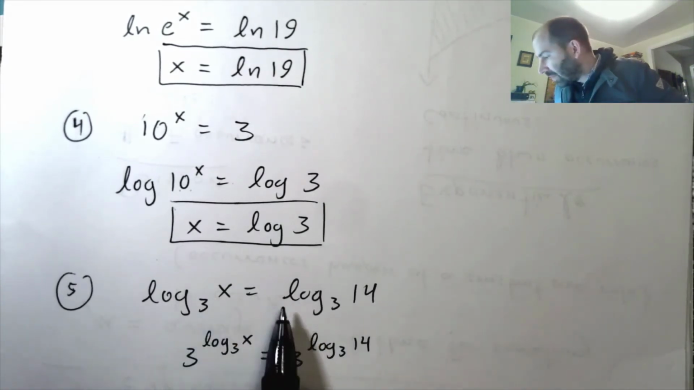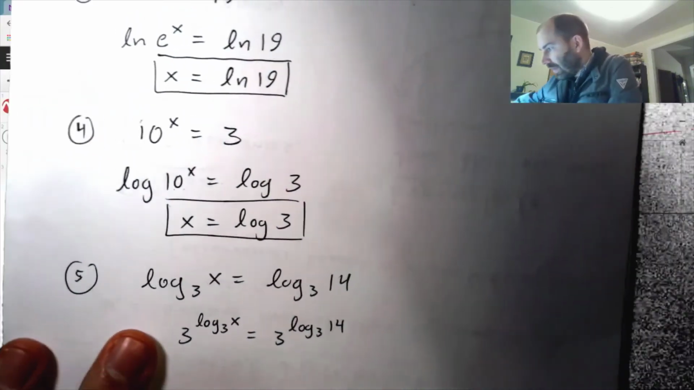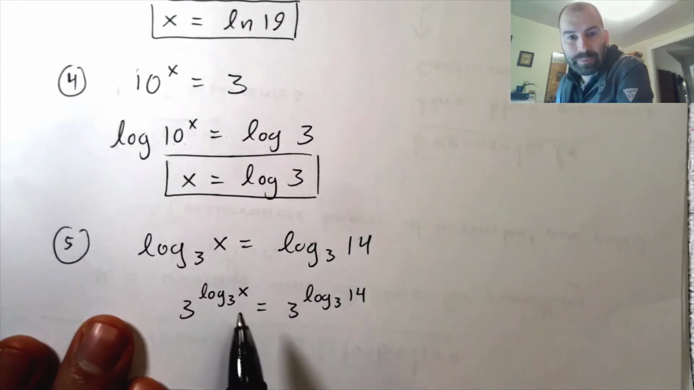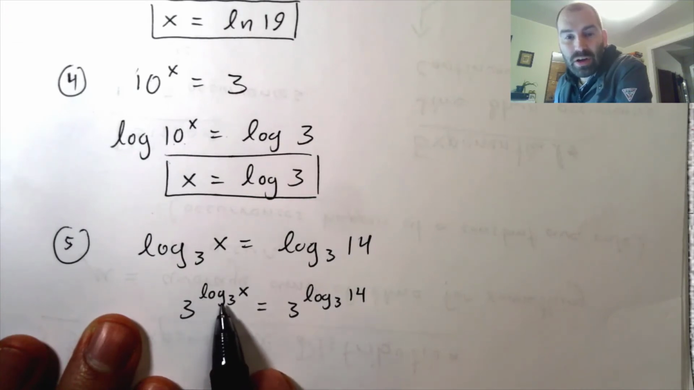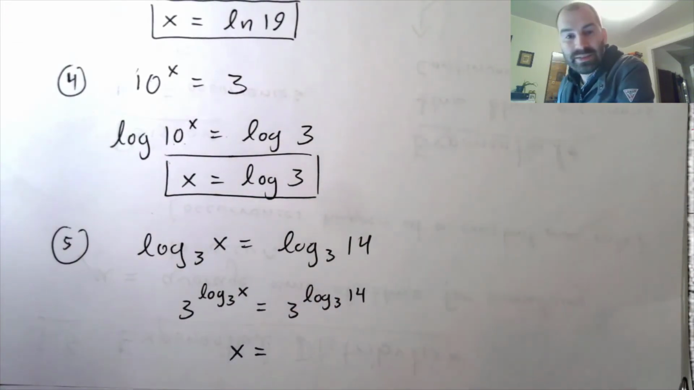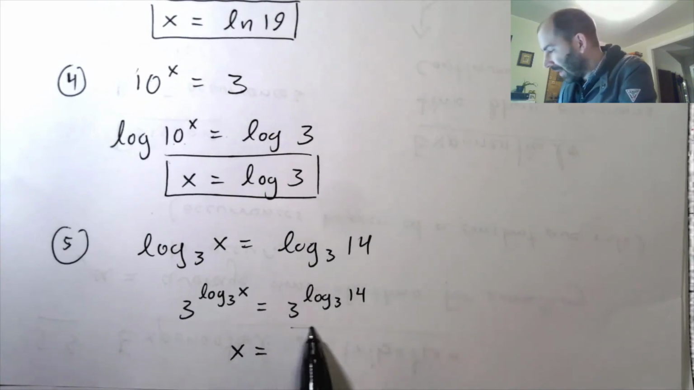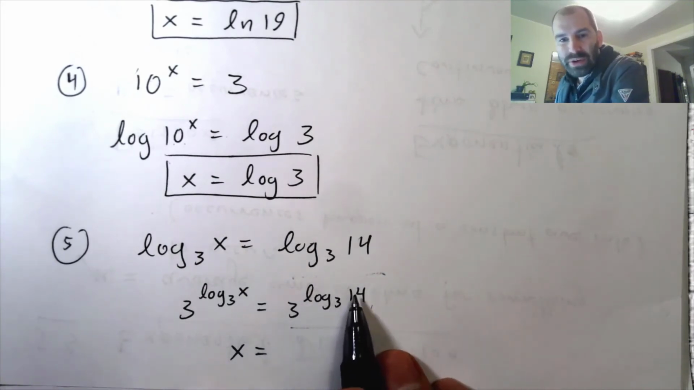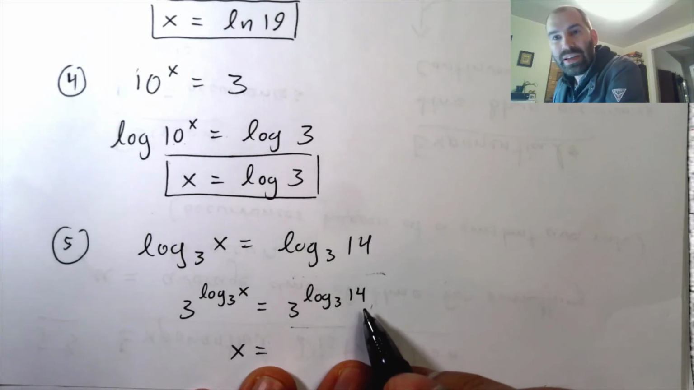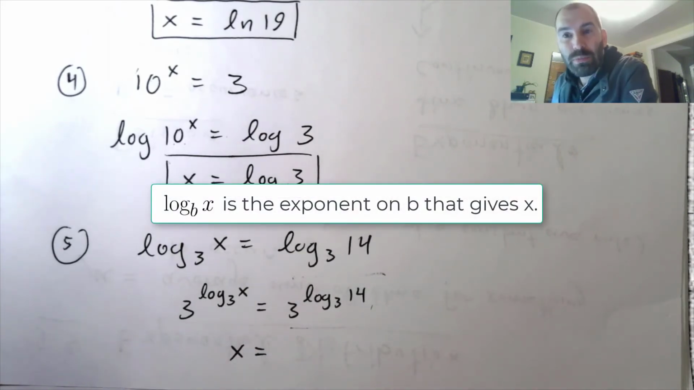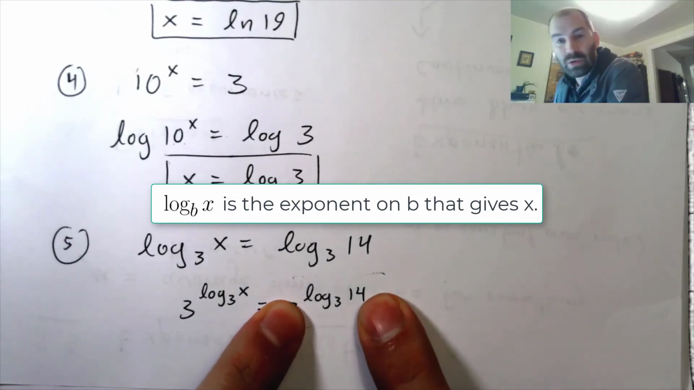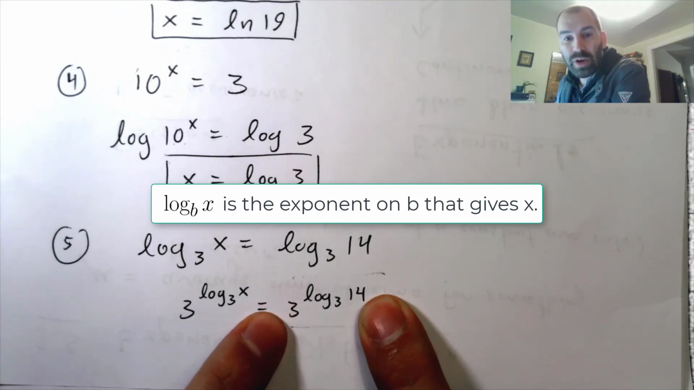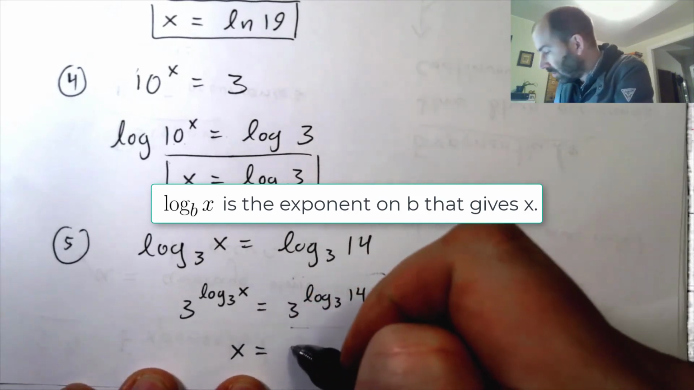So see what I did? I made these exponents and put them on 3. Now, where can I go from here? Well, these are inverses, right? 3 to the x and log base 3 of x are inverses, so that just gives me x. Okay, so is my answer just this? Well, yeah, but we can simplify this. Remember what log base 3 of 14 is? Log base 3 of 14 is the exponent that you would put on 3 to get 14. That's by definition what this is. It's the exponent on 3 that gives 14. So if I put it on 3, I must get 14.